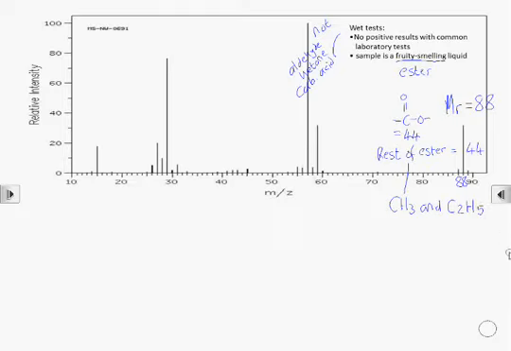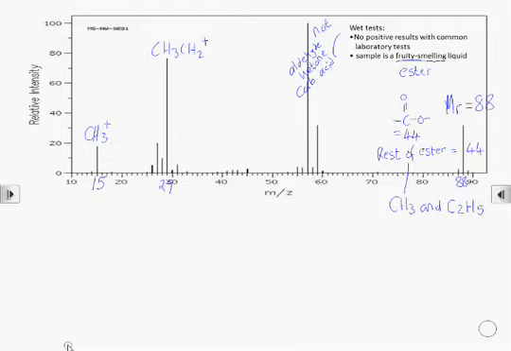Now we need to match the possible fragments of the molecule up to the peaks in the mass spectrum. A CH3 would show up at 15, so that's CH3+ fragment. An ethyl fragment would show up at 29, so that's C2H5+. And we'll have to work out some of the larger fragments.